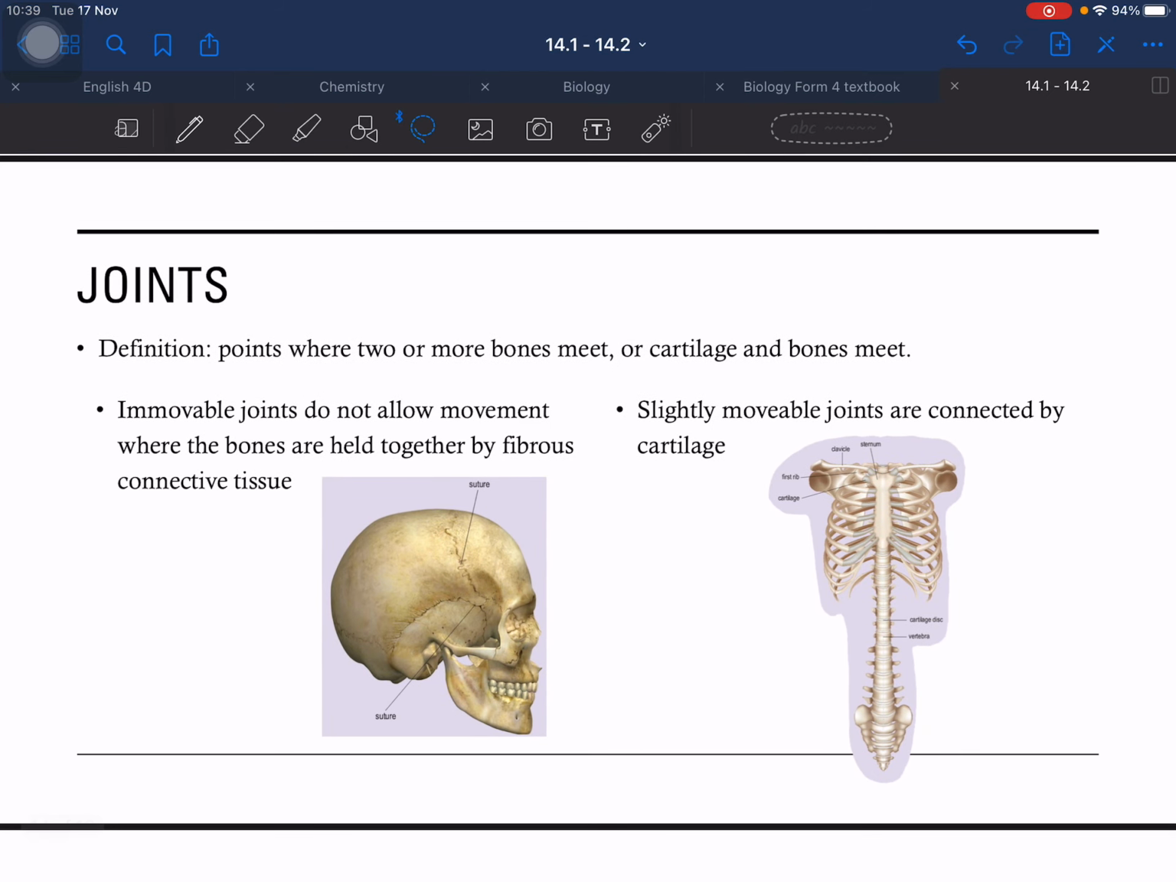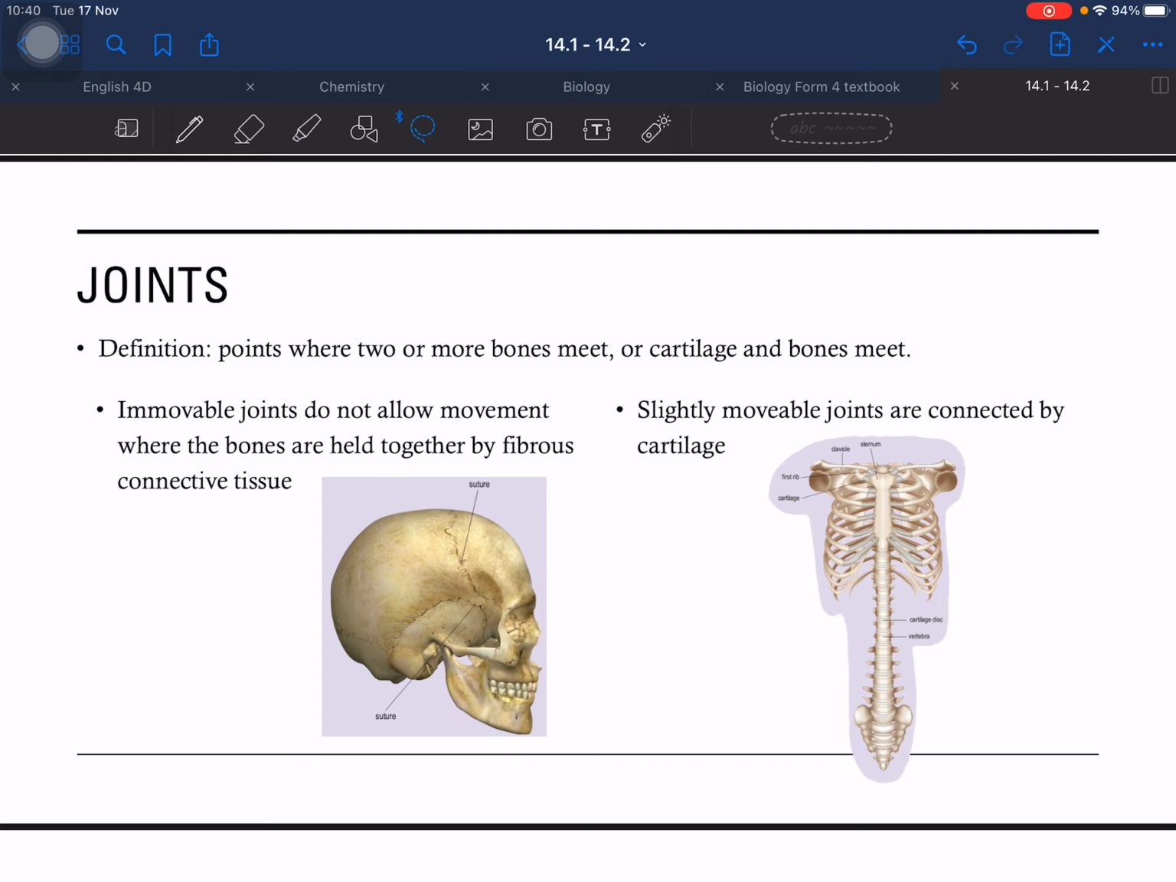So the definition of joints is the place where 2 or more bones meet. And in better words, points where 2 or more bones meet, or cartilage and bones meet. So include this one, cartilage and bones meet, right?